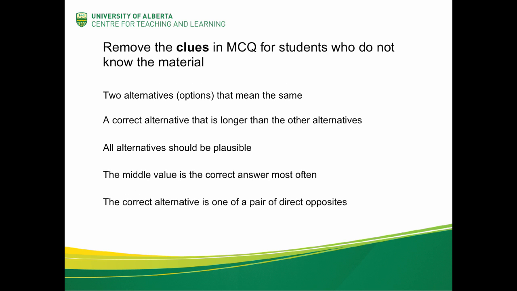So the best ways to remove clues in multiple choice questions for students who do not know the material is to avoid putting in two alternatives or options that mean the same thing. Avoid putting in a correct alternative that is much longer than the other alternatives. All your alternatives should be plausible. So, for example, in the case of a problem that the students have to solve, try doing the problem yourself. And if there's a few places that the students could go wrong with the problem, put in those other plausible answers to your question.